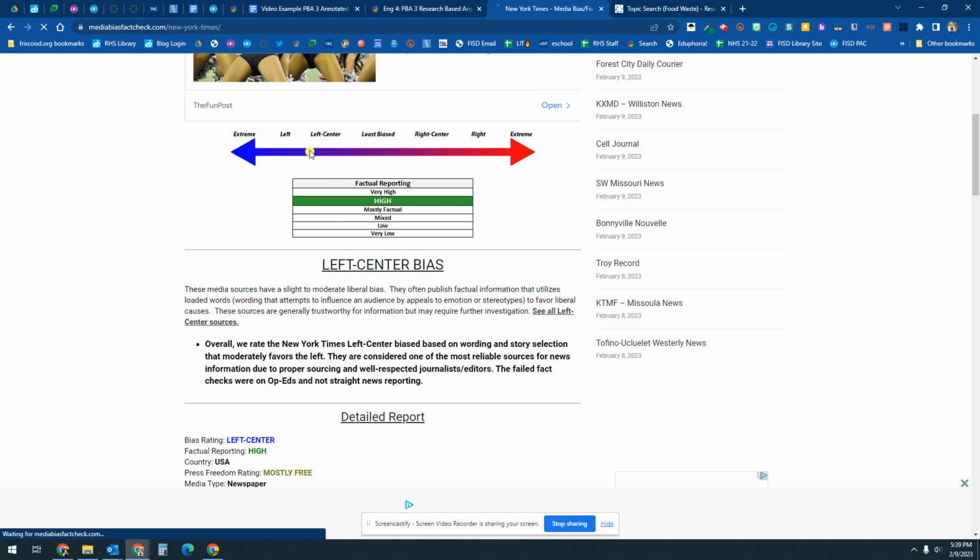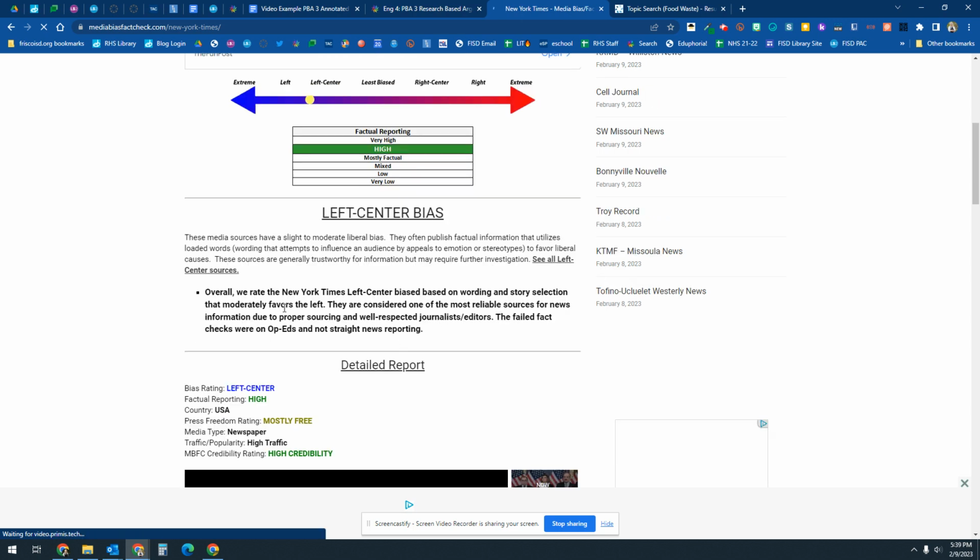So you'll notice over here, Media Bias Fact Check has placed them pretty far to the left. So least bias would be here, right? So they're pretty far over here, left center. So overall, we rate the New York Times left center bias based on wording and story selection and moderately favors the left.